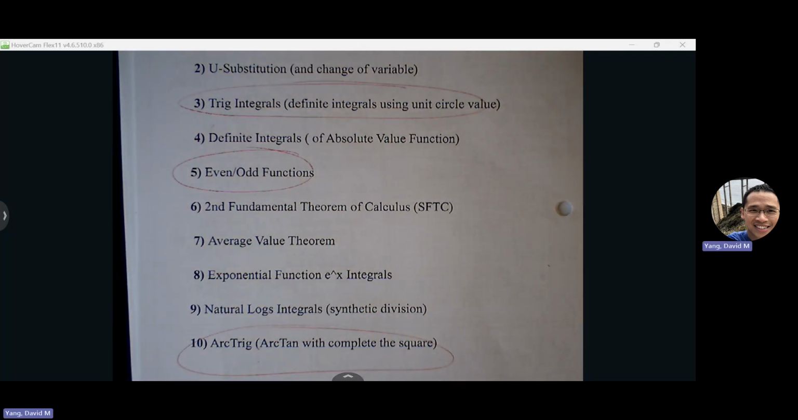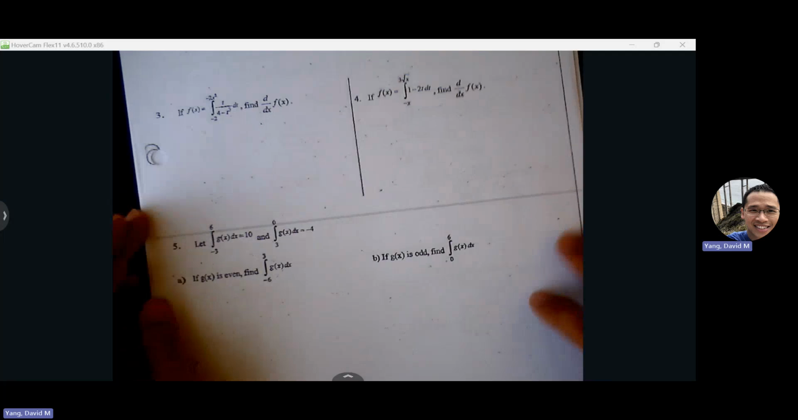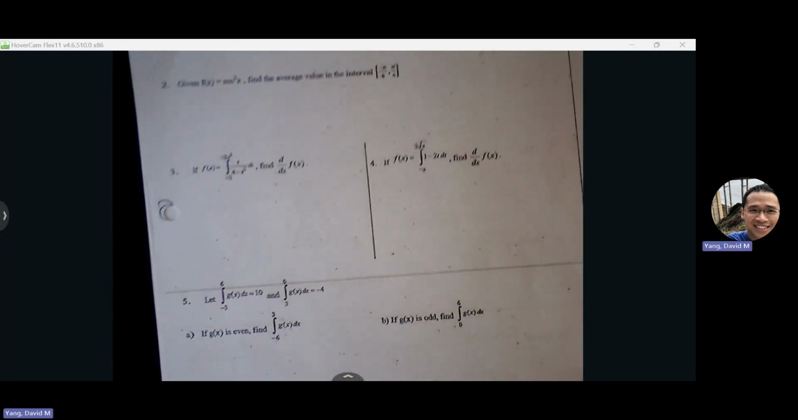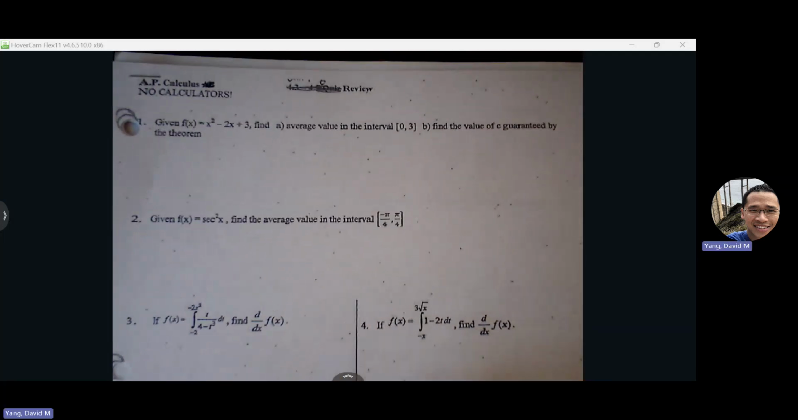So let's go to the additional handout that you picked up. Let's go through the first page and just see how well we can do this. So this is number one here. Number one says find the average value. So this requires the average value theorem. I'll work through it at the same time you guys do.